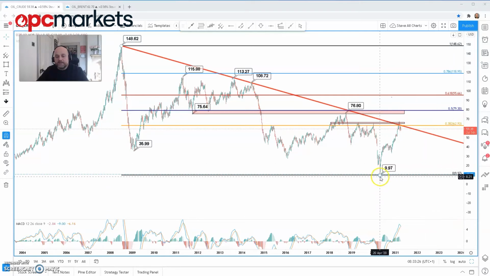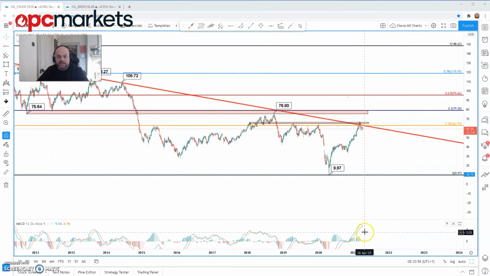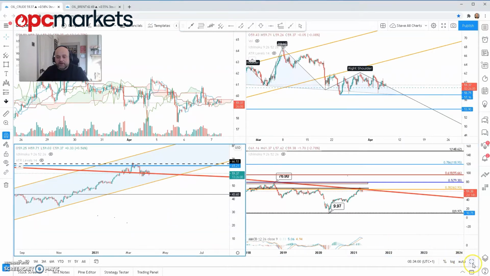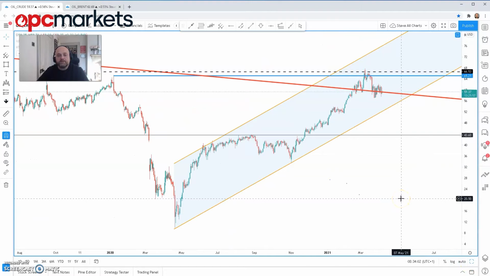So we can see this correction higher from the $10 level we saw back at the start of the pandemic has moved higher in an AB equals CD formation. And as we can see on the MACD, this is a moving average convergence divergence indicator. This takes two moving average lines and is really a trend following indicator, and we can see that this is crossing over as we speak. So let's go to the daily chart and have a look at the nearer term price action.